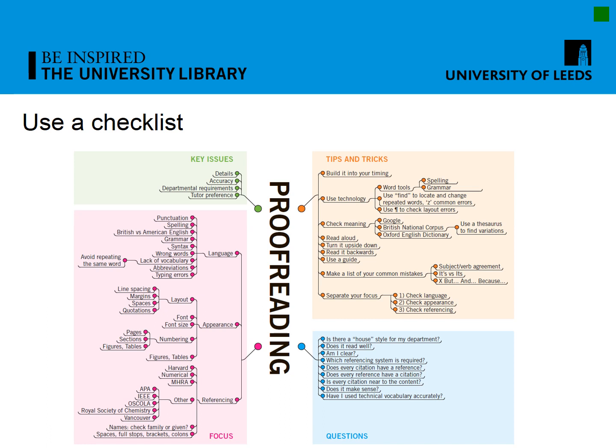Skills at Library have checklists that you can use for revising, editing and proofreading your work. All of the checklists are available on the library website as downloads, and to find these, just search the website for proofreading.